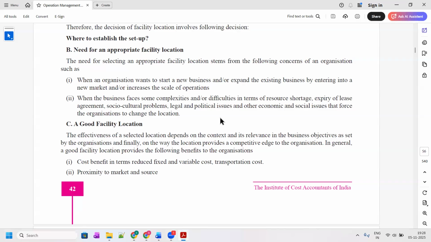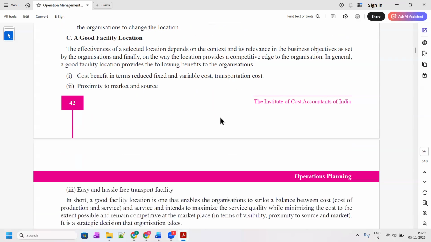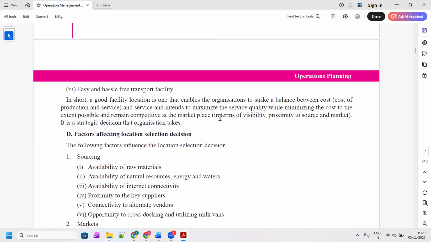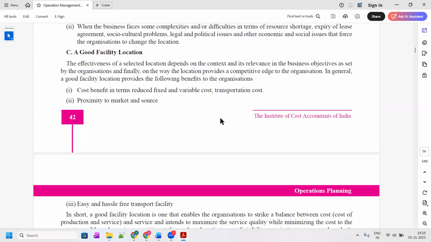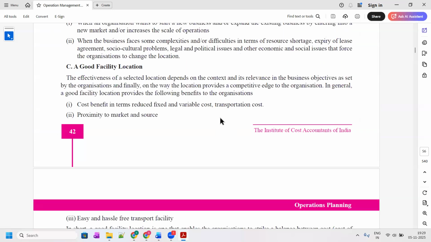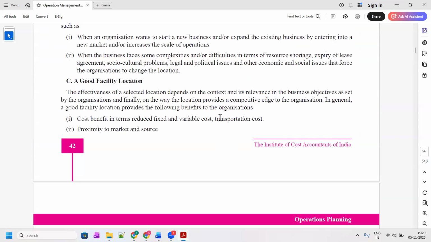Okay, and in order to decide where they can set up the facilities, they have to work around, and they have to see the problems or challenges they can get. Those challenges they try to figure out can be because of the resources, or those challenges they can face because of political, social or legal issues.